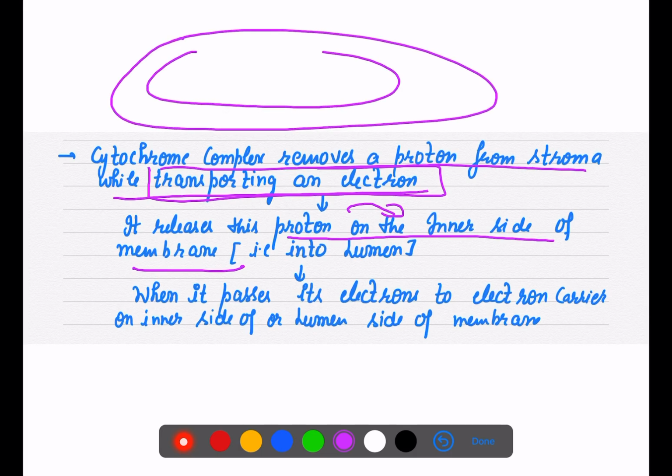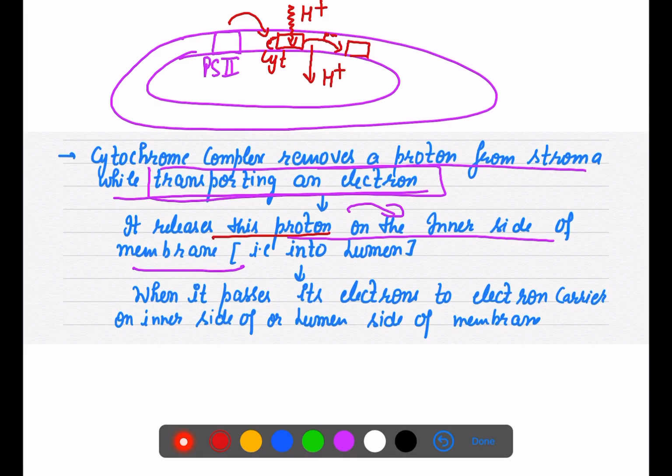Just understand this carefully, that here is present photosystem 2. Now it is passing the electron to the electron transport chain where cytochrome is present. During the transfer of electrons, as soon as the electrons reach the cytochrome, energy is released. This energy is used to accept the proton. Now this cytochrome passes the electron to the next member of the ETC. Then it releases the proton into the lumen. When does it release it? When it passes its electron to the electron carrier on the inner side, the lumen side, of the membrane.